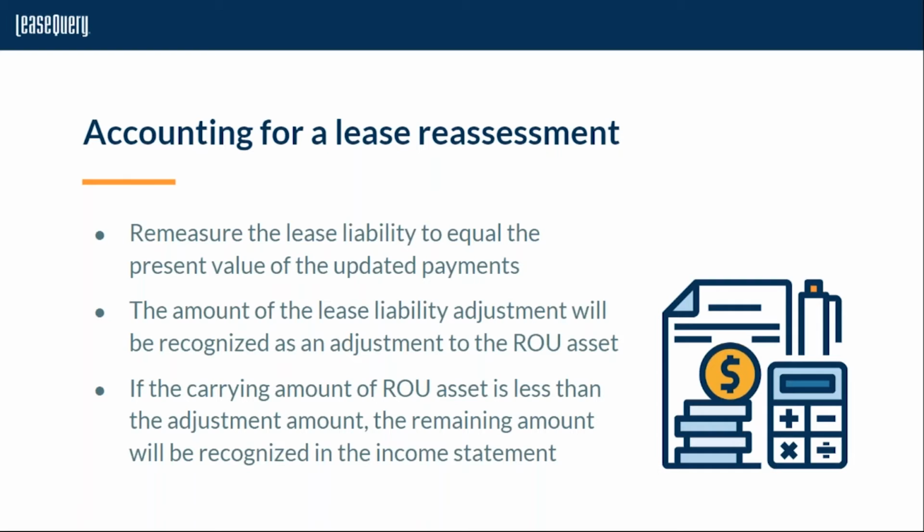The lease liability is remeasured with an updated discount rate only if the remeasurement is due to a change in the lease term or a change in the lessee's assessment of whether it will exercise an option to purchase the underlying asset. If the lease liability is remeasured for another reason, then the discount rate isn't updated.